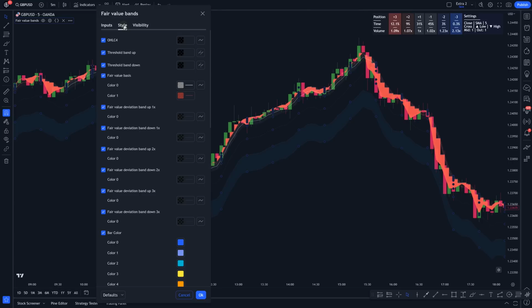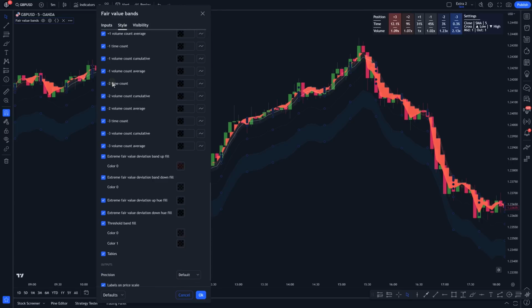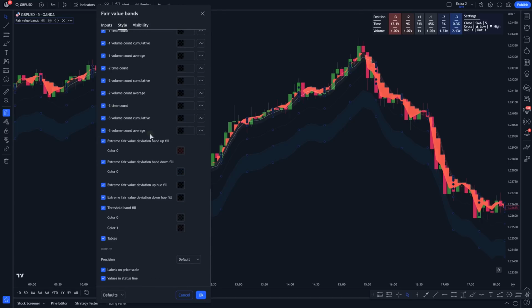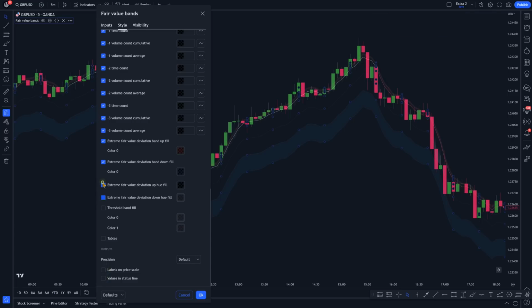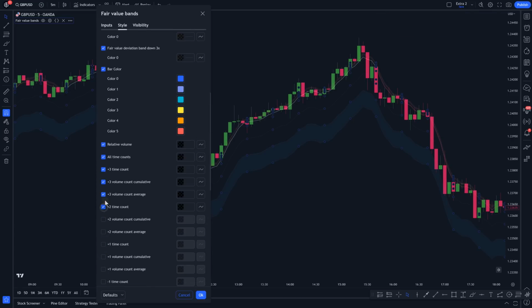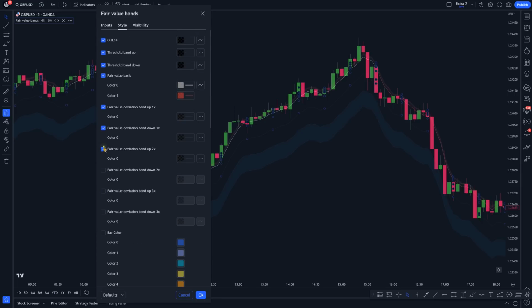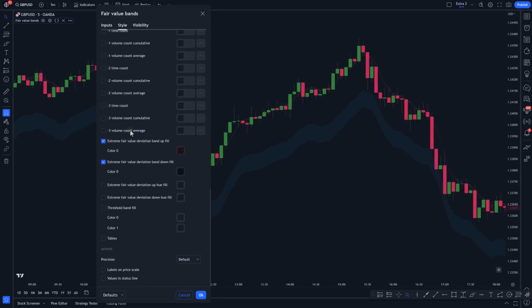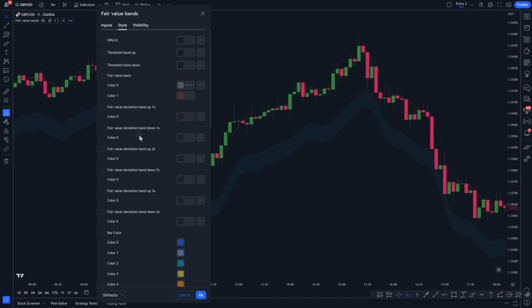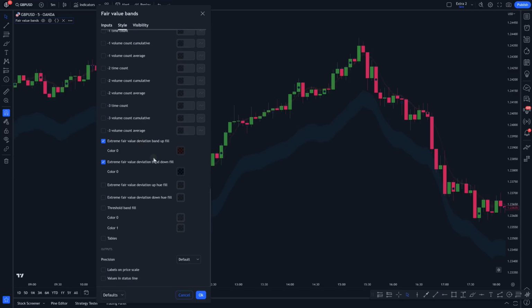Then on the Style tab, we're gonna uncheck everything except for these two options right here, the Extreme Fair Value Deviation Band Upfill and the Extreme Fair Value Deviation Band Downfill. After that, click here and increase this color's opacity to 50%, and then click OK.